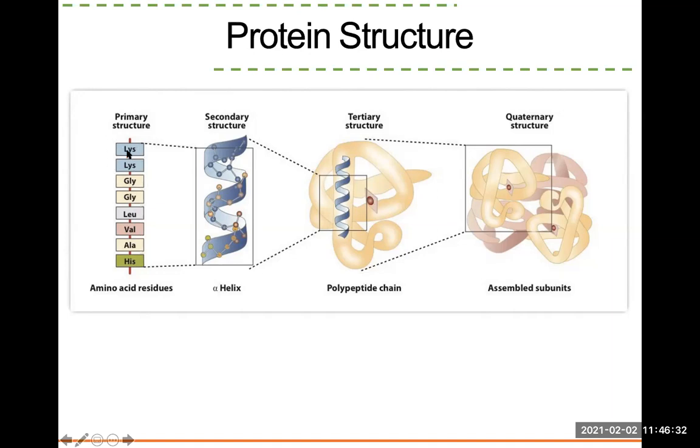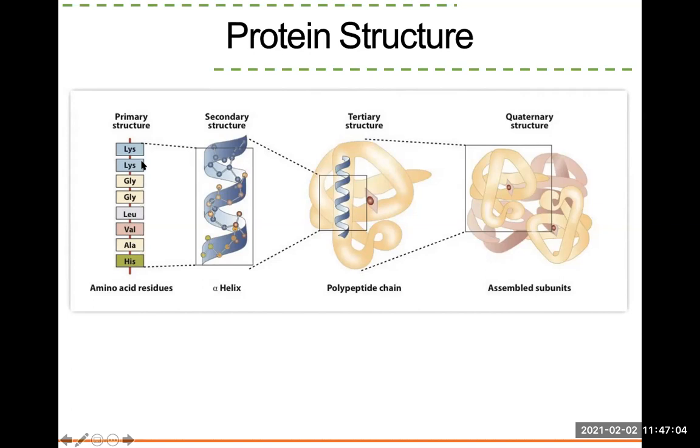This is just a shortcut, LYS. It's lysine, lysine, glycine, glycine, leucine, valine. So those are the names of the amino acids. So just the order, the way those amino acids are: you have two lysines here, then you have two glycines, one leucine, one valine. This order is referring to primary structure. If we change this order, maybe put glycine first and then lysine, it's gonna give you a different protein. So the structure is very, very important. So that's the primary structure.